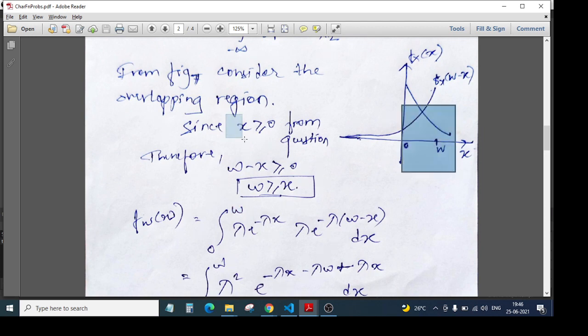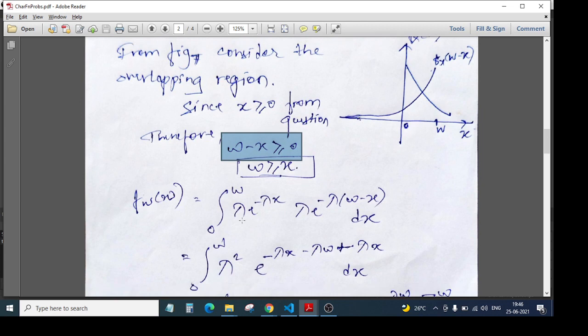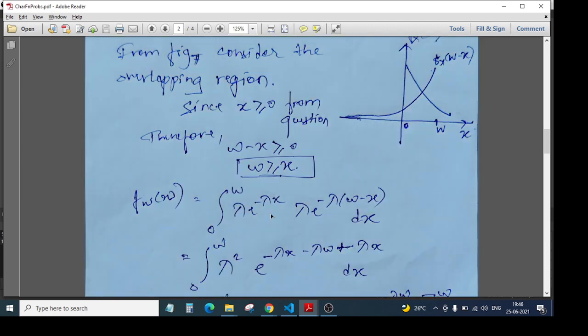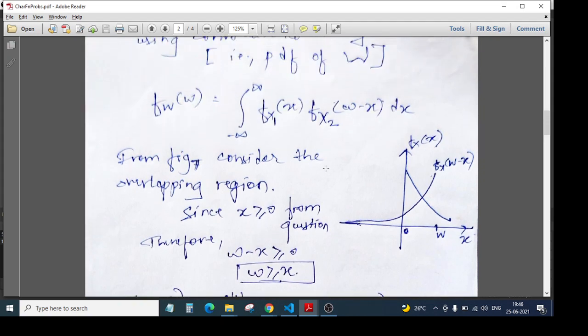Next thing, they have given us that x is greater than or equal to 0. So therefore, we are assuming that w minus x is also greater than or equal to 0. Okay. So we have decided the limits, that is, from 0 to w. Next thing is, we need to substitute the values of fx1 of x and fx2 of w minus x.